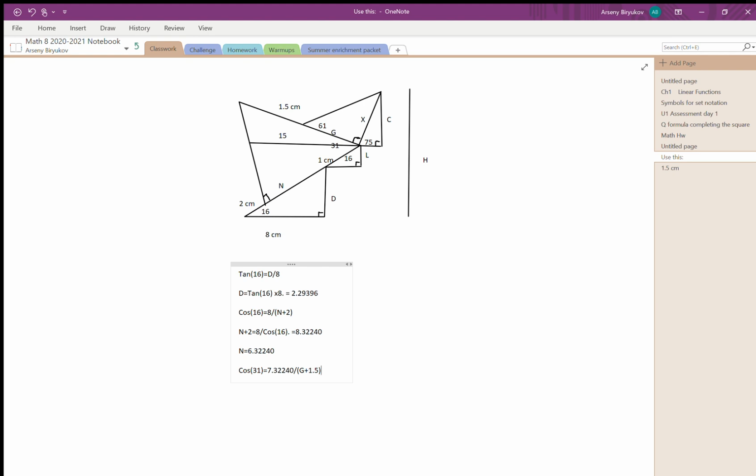To solve for g plus 1.5, we must change the equation so that it says g plus 1.5 is equal to 7.32240 divided by cosine of 31. This is equal to 8.54256. Now, we can confidently say that g is equal to 7.04256.